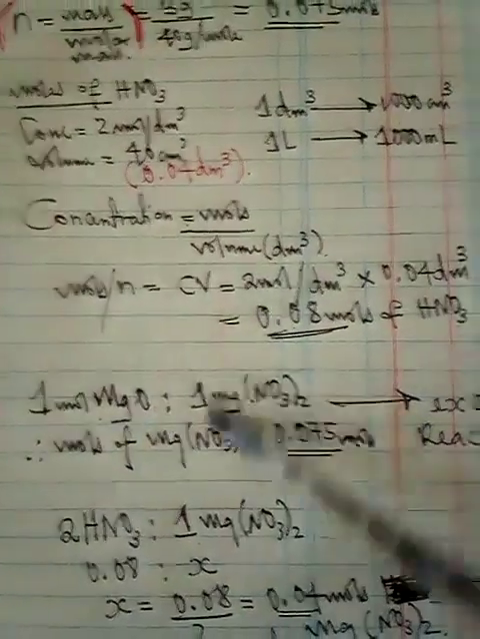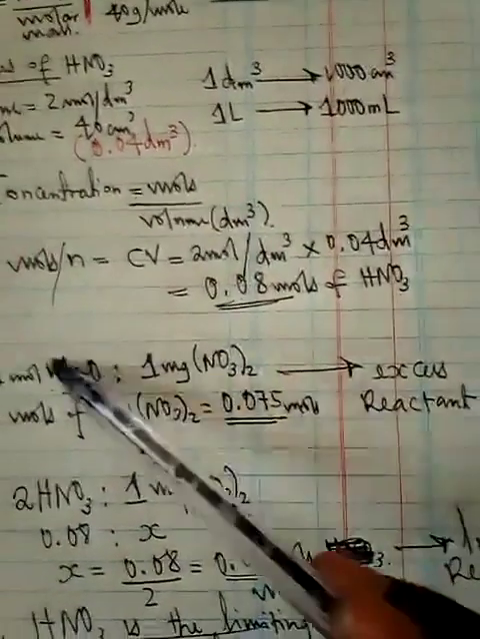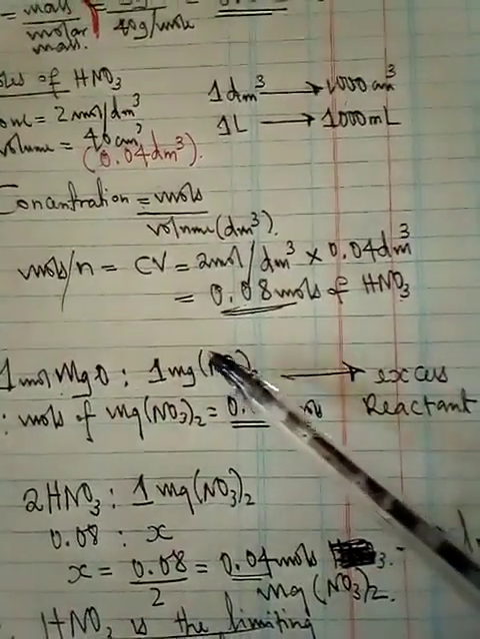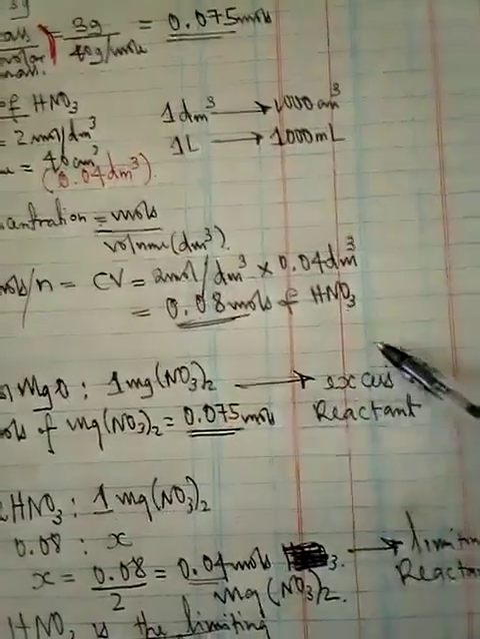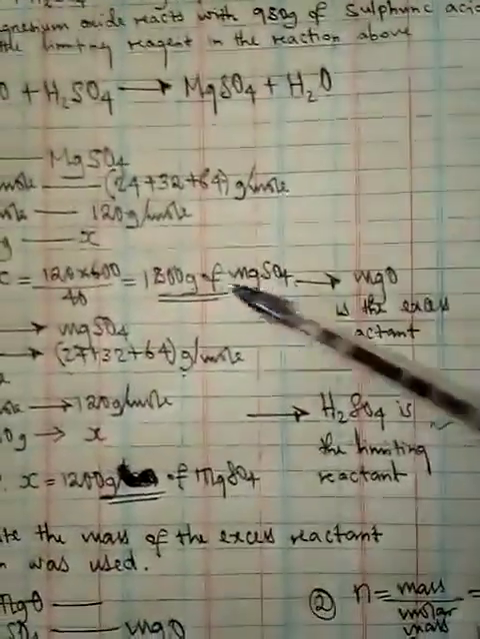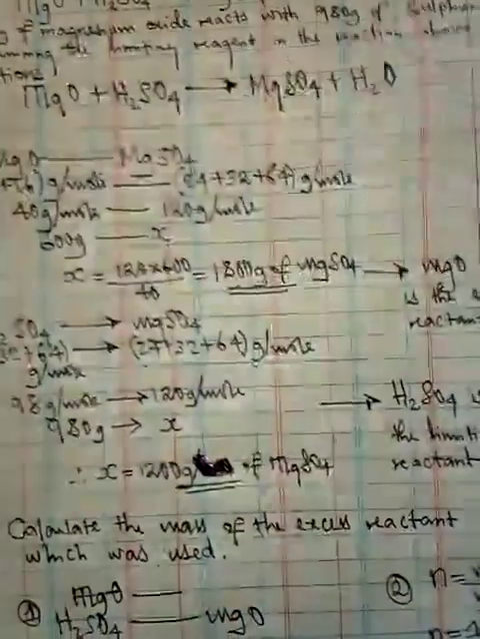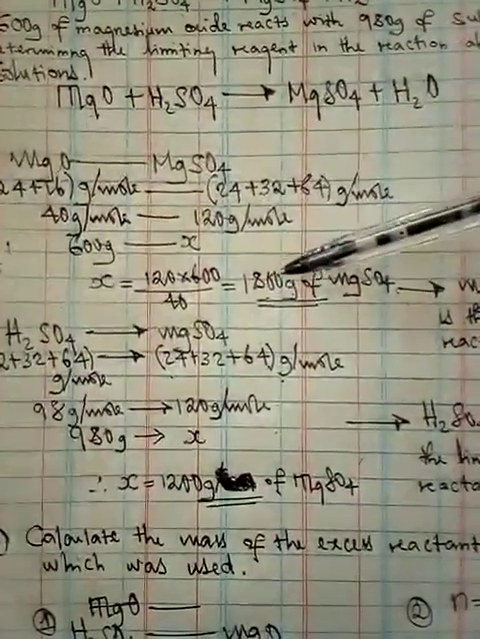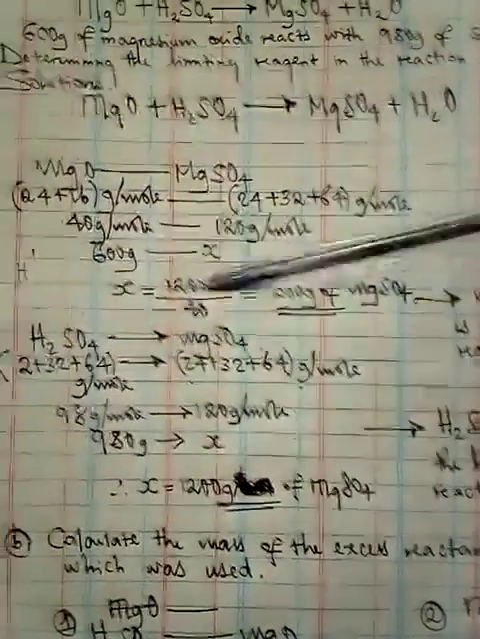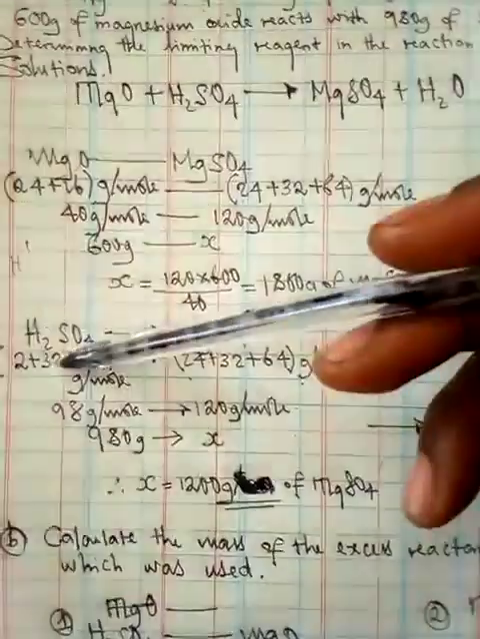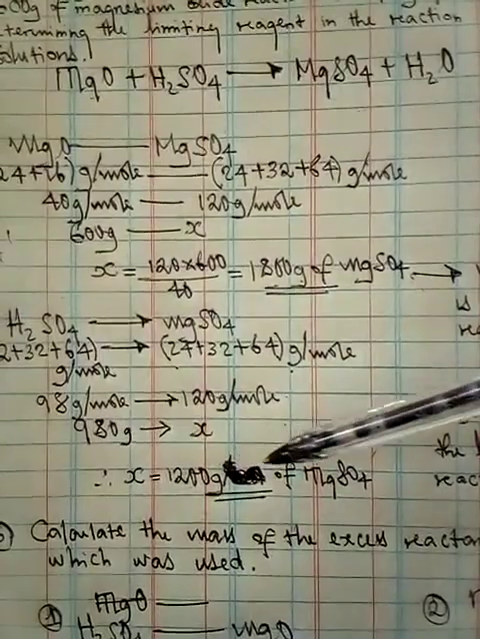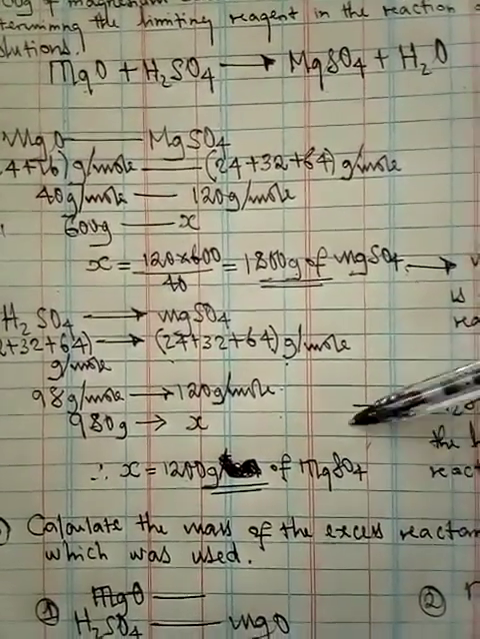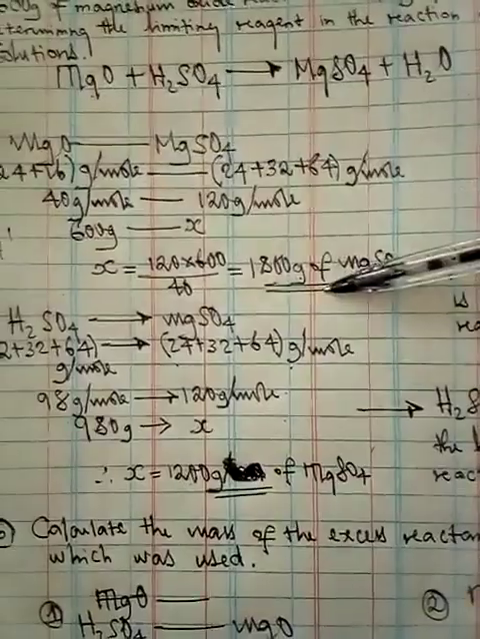Magnesium oxide here was termed as our excess reactant. Why? Because it's the one that was producing the higher number of moles of magnesium nitrate, which was 0.075, and for that reason it was the excess reactant. Applying the same concept here, you're going to see that magnesium oxide was producing a higher mass of magnesium sulfate as compared to sulfuric acid. Just look at it. Sulfuric acid was producing about 1,200 grams of magnesium sulfate, a value which is smaller than that of the magnesium oxide.